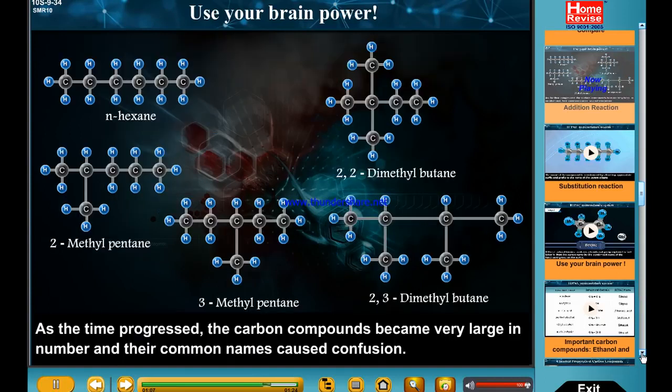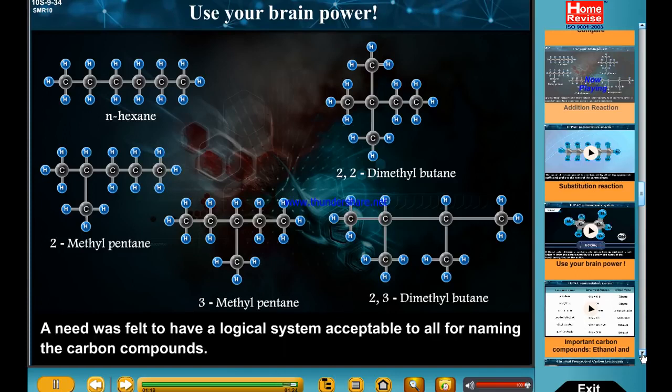2-methylpentane. As the time progressed, the carbon compounds became very large in number and their common names caused confusion. A need was felt to have a logical system acceptable to all for naming the carbon compounds.